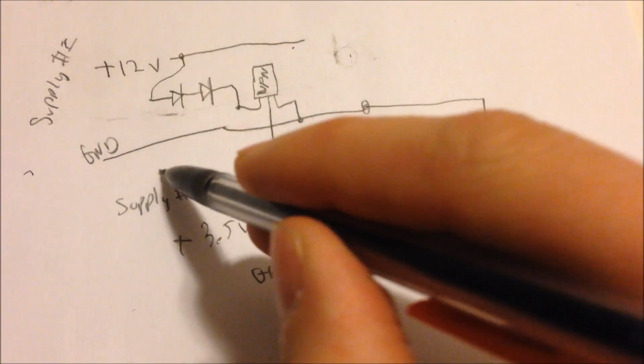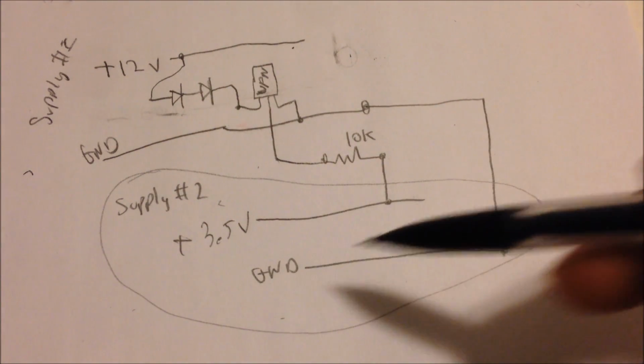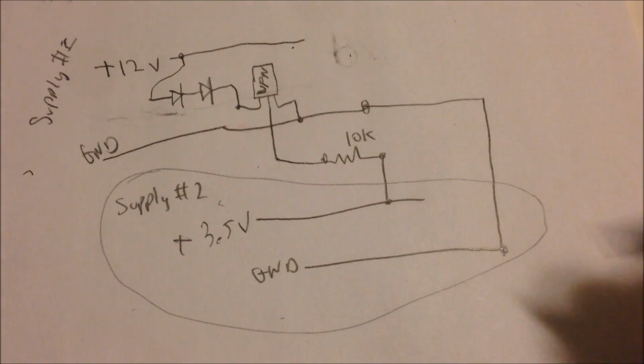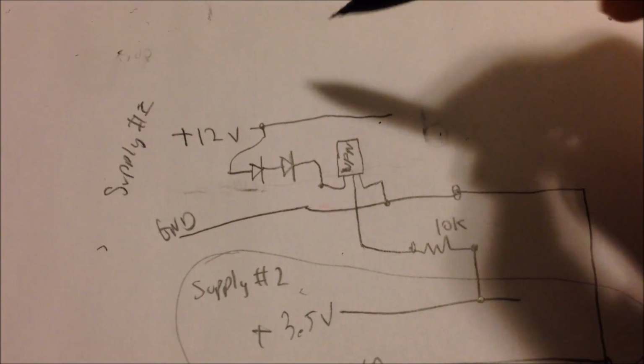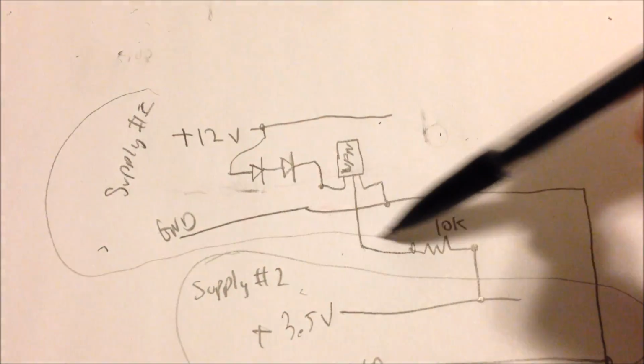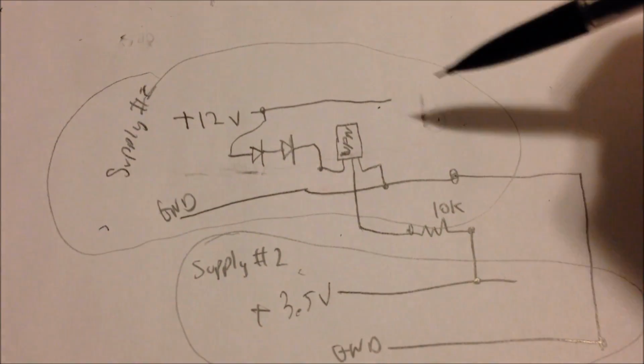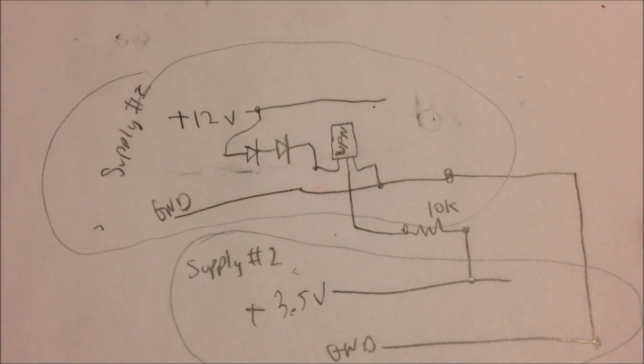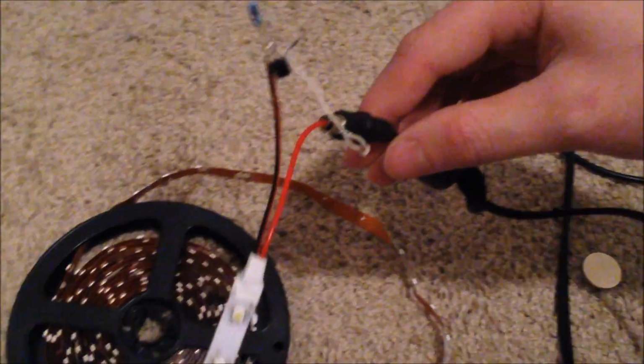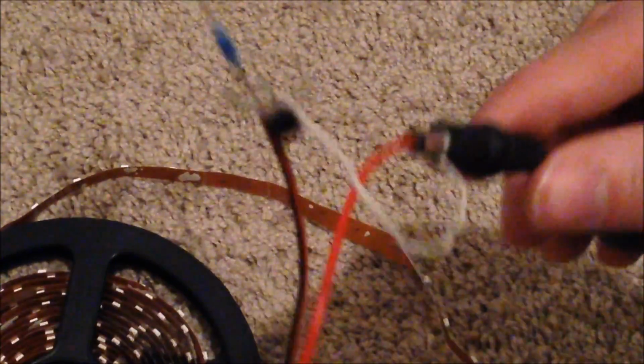So this part here, supply 2, is 3.5 volts. We're going to be using a small coin cell battery. And this right here too, the supply 1, is actually coming from my 12 volt source. So let's see how this circuit works practically. So there's the basic setup there.